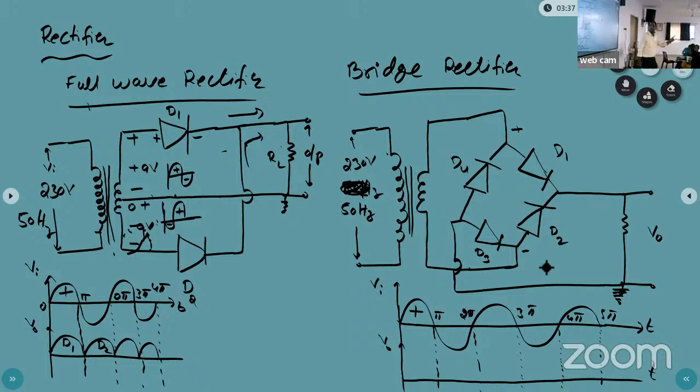D1 off, D1 forward, D3 forward. Next D2, D4 are reverse bias. Now after applying the 0 to pi cycle, the circuit should be closed circuit.